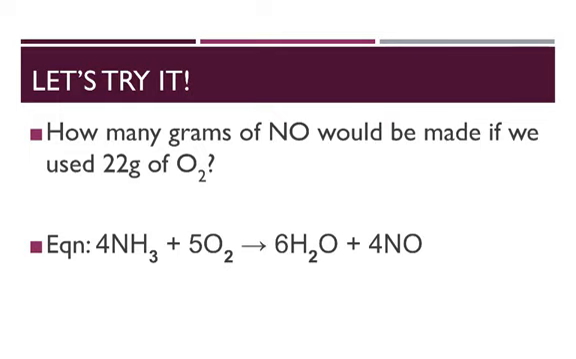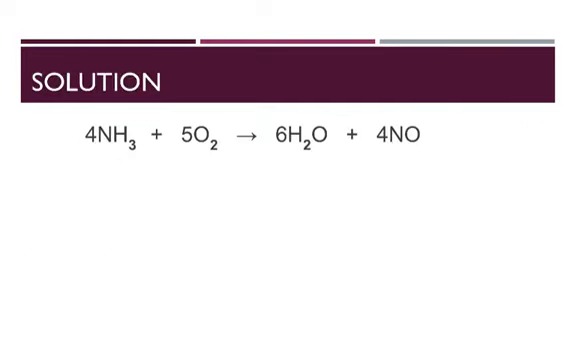So here's our question. How many grams of NO would be made if we use 22 grams of O2? As per usual, anytime I'm doing stoichiometry, I need to start with my balanced equation. I've given you a balanced equation there. Just to follow the same steps as always, the first thing I'm going to do is write down what I know, what I'm looking for. So I was given 22 grams of O2, and I want to know the mass that I can make of NO. So 3-step process.